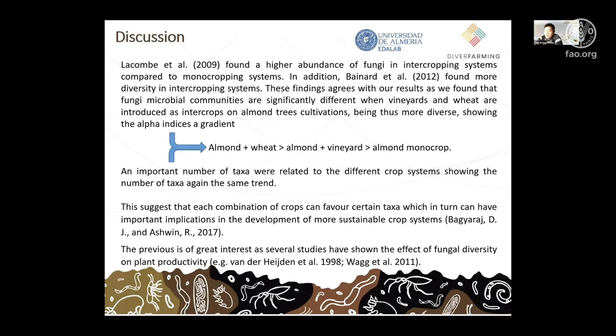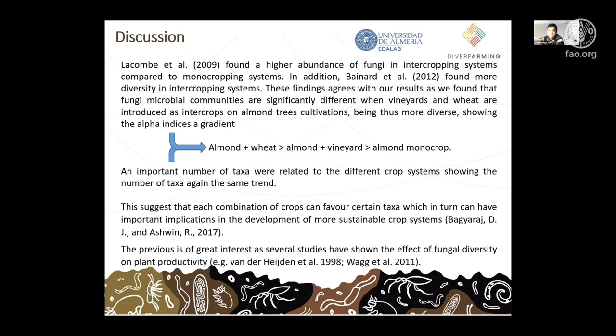Other authors found higher abundance and diversity in intercropping systems, which is in accordance with our results. Besides, we found a diversity gradient among the different crop systems: the almond and wheat intercrop system was more diverse than almond with vineyard, and these two were more diverse than almond alone in the composition of the fungal communities. We also found different taxa related to the different crop systems. This suggests that each combination of crops can favor different taxa, which in turn can have important implications in the development of more sustainable crop systems.